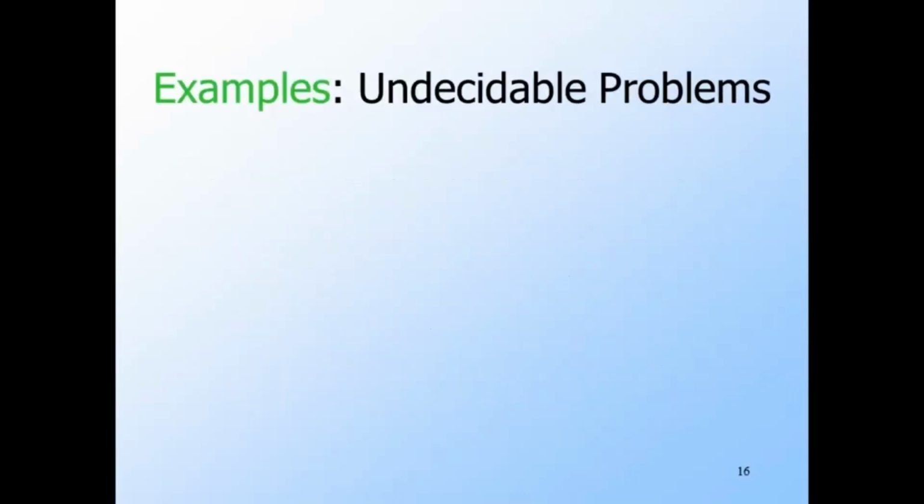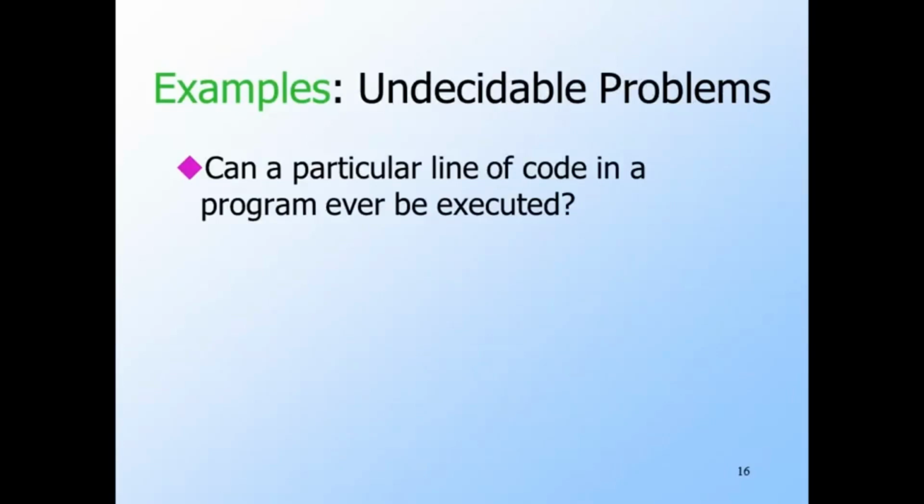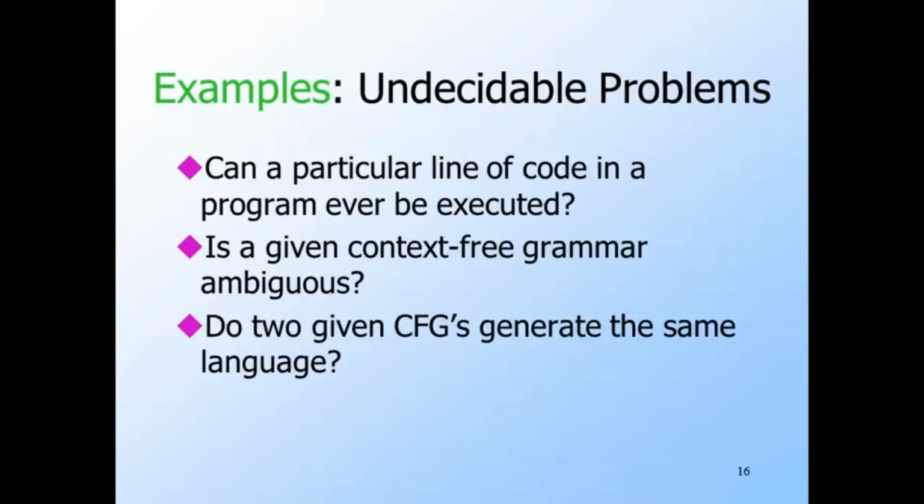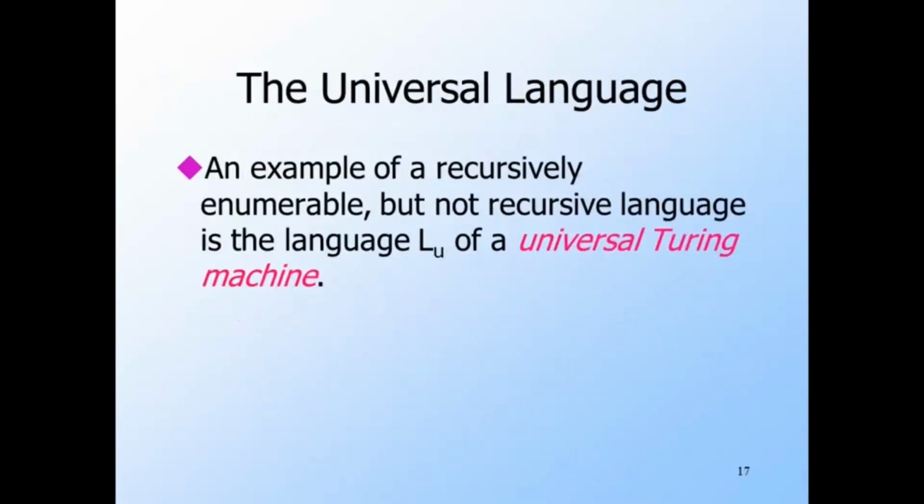So here are some examples of real problems that are undecidable. Will a program ever reach a particular line of code? Is a given context-free grammar ambiguous? Are two given grammars equivalent in the sense that they generate the same language? But still staying within the world of Turing machines rather than the real world, but a necessary way station on our trek to the real world, is to show a particular language to be recursively enumerable but not recursive.